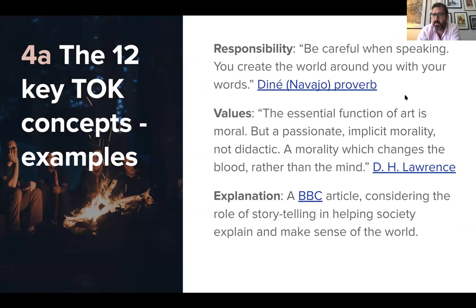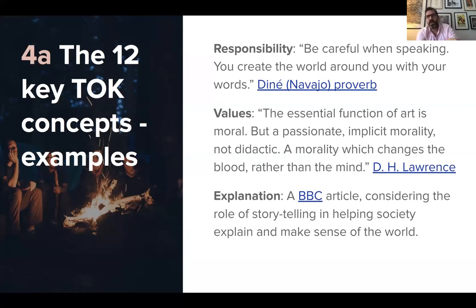I think it also relates to power. When we use words, we have to be very careful about them, because we create meaning, we create truths. So I think we have a responsibility to use our words very, very carefully. Certainly at the moment, I think that's quite relevant.